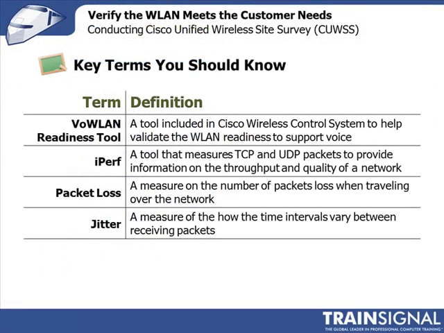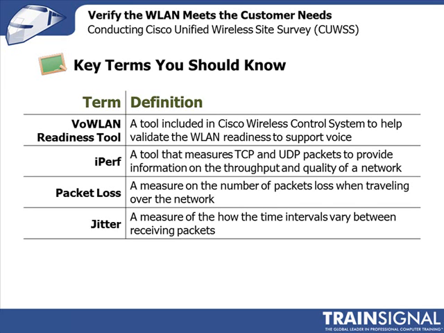So what are some of the key terms that you should be familiar with? The first is the Voice over Wireless LAN Readiness tool. This is a tool that's included in the Cisco wireless control system that will help you make sure that the wireless LAN is ready to support voice. And remember, when you use this tool, make sure you enter the right client parameters, the access point transmit power, and of course the band that your IP phones are operating in.